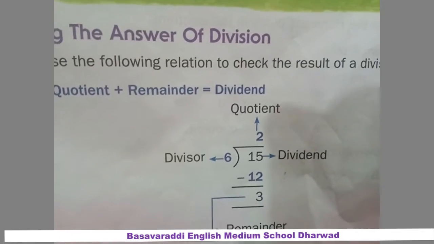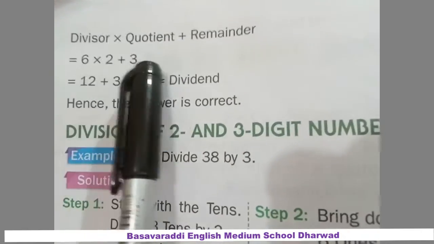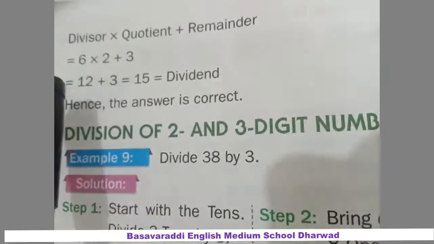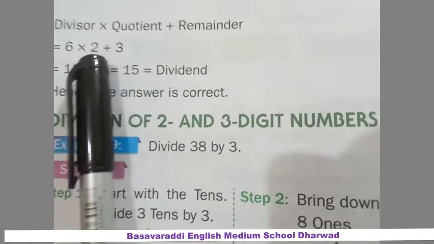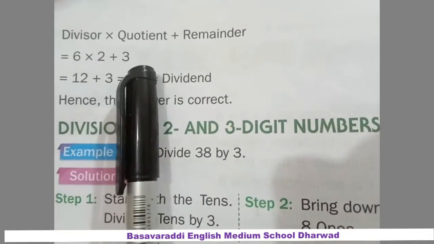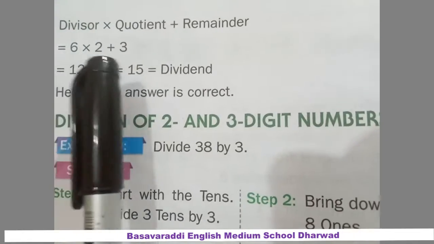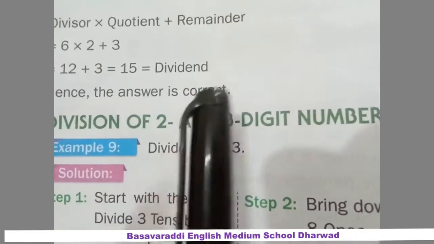So how are we checking now? Divisor into quotient plus remainder. The divisor is 6, the quotient is 2, and the remainder is 3. 6 into 2 is 12, plus 3, that is 15. That is the dividend, so hence the answer is correct.